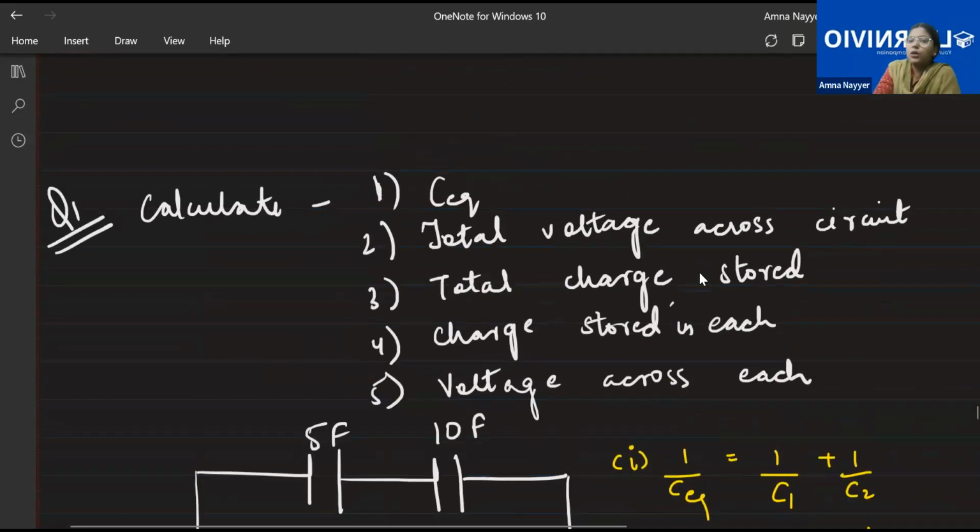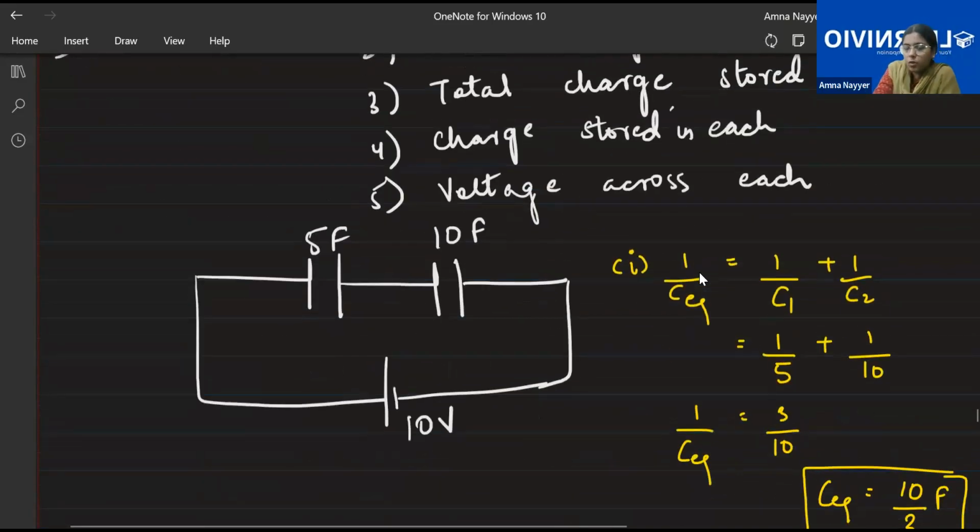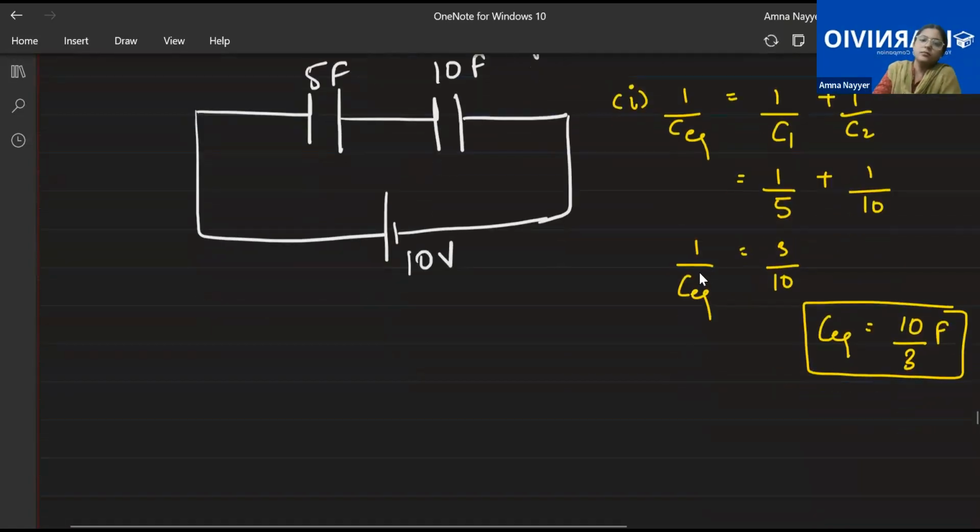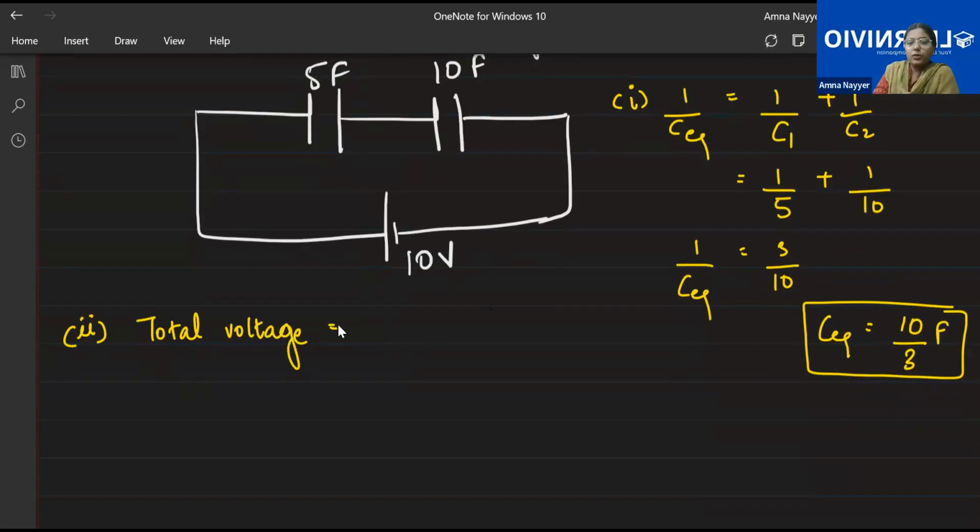All right, now total voltage across the circuit. What do you think is the total voltage across the circuit? 10. See, this is the total voltage. This is supplying, from here the charges will move. So total voltage will be 10 volt.